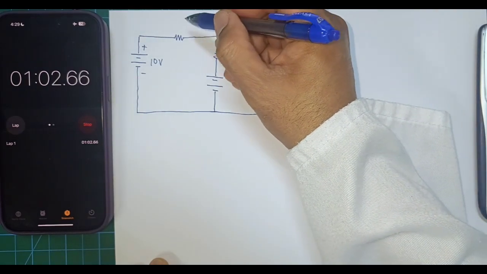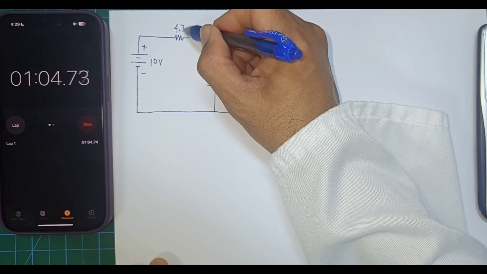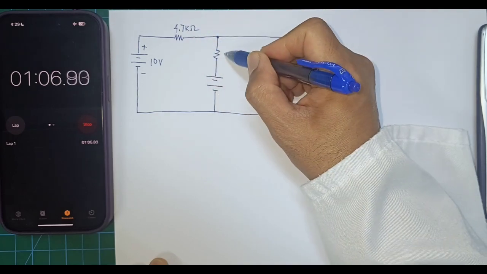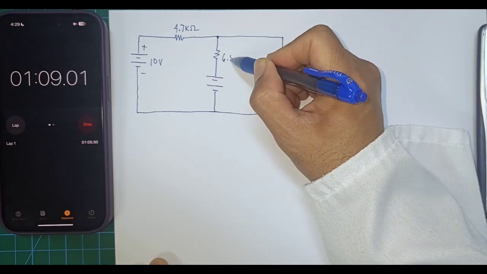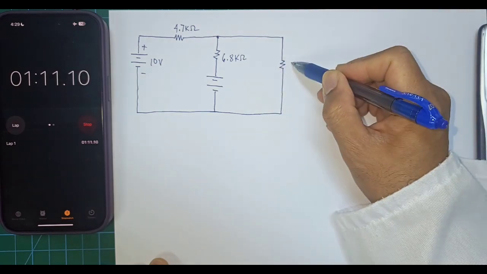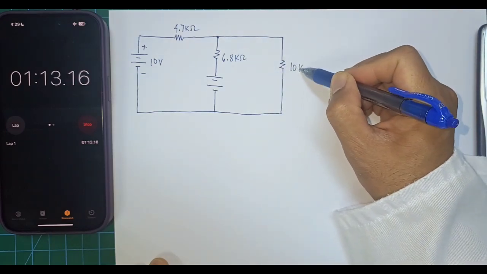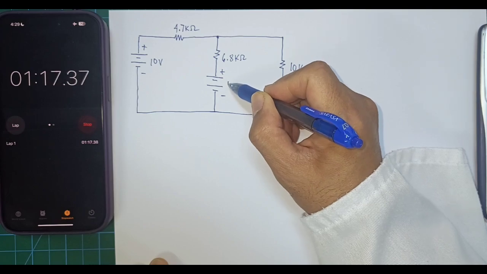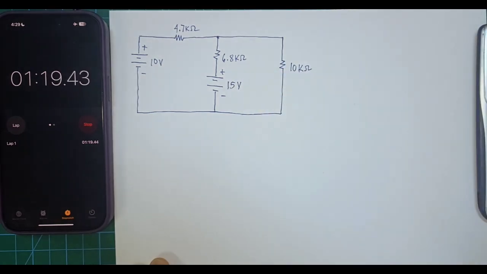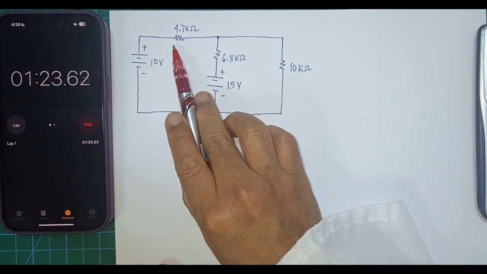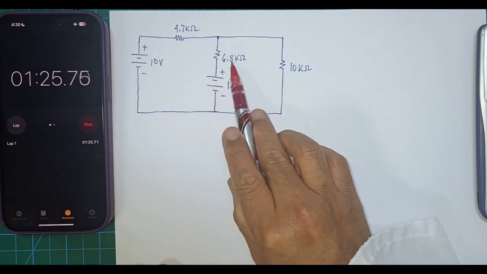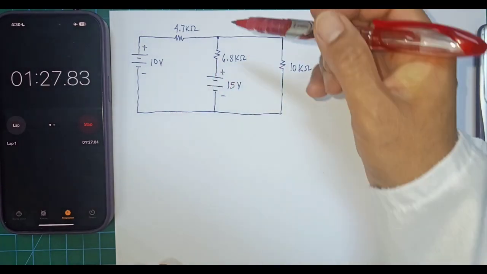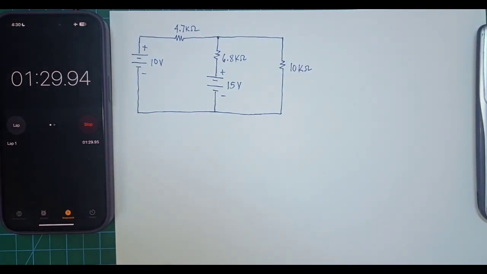And let's make a value of 4.7 kilo ohms over here. And this one, let's make this 6.8 kilo ohms. And this one, let's make this 10 kilo ohms. And this is positive, negative, and let's put a value of 15 volts. Now, what we will try to do is to find out what will be the current that will go on these resistors and what will be the voltage drops also.